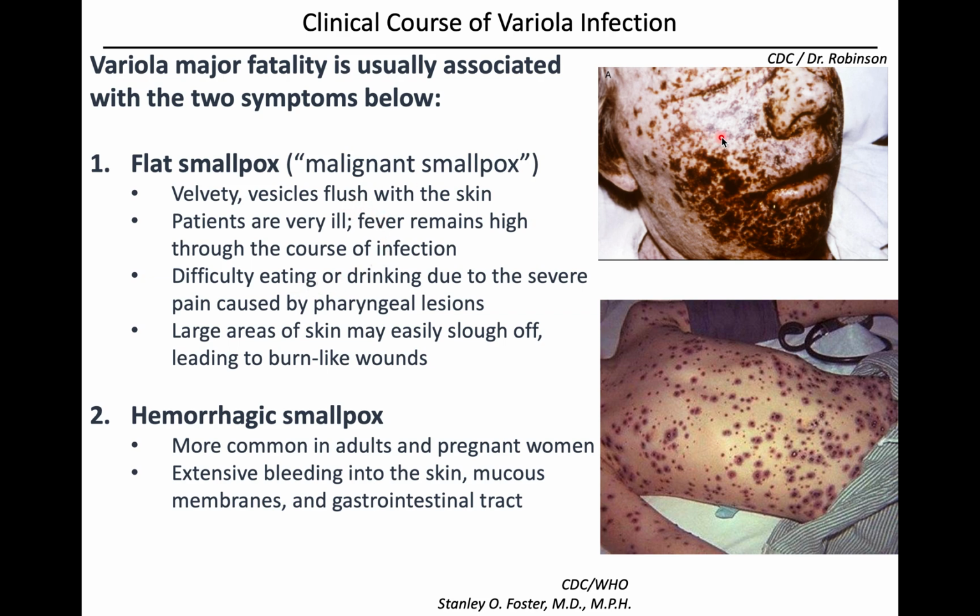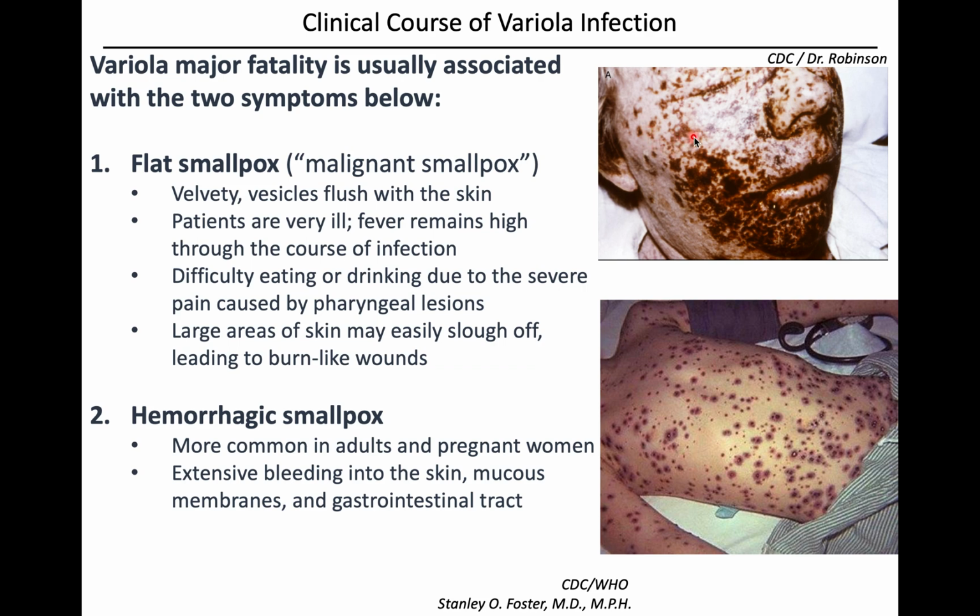So the first, which is shown up here in the top picture, is what's called flat smallpox, sometimes referred to as malignant smallpox. And you get what they describe as velvety vesicles that are kind of flush with the skin. So that's what you're seeing on the cheeks here. Usually if you have this flat smallpox, you have a very high fever throughout the course of infection. And you couple that with people being dehydrated or not getting enough food because they've got those vesicles rupturing on the back of their throat, so it hurts to swallow. It's not a good combination in any way.